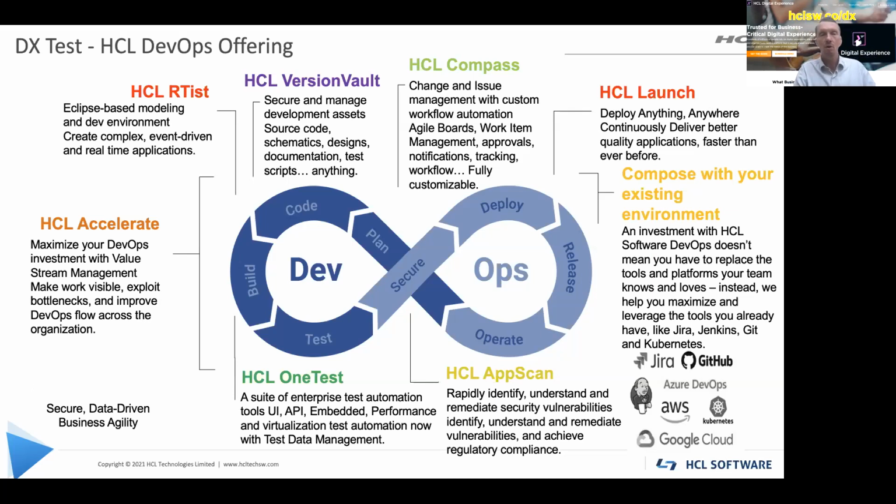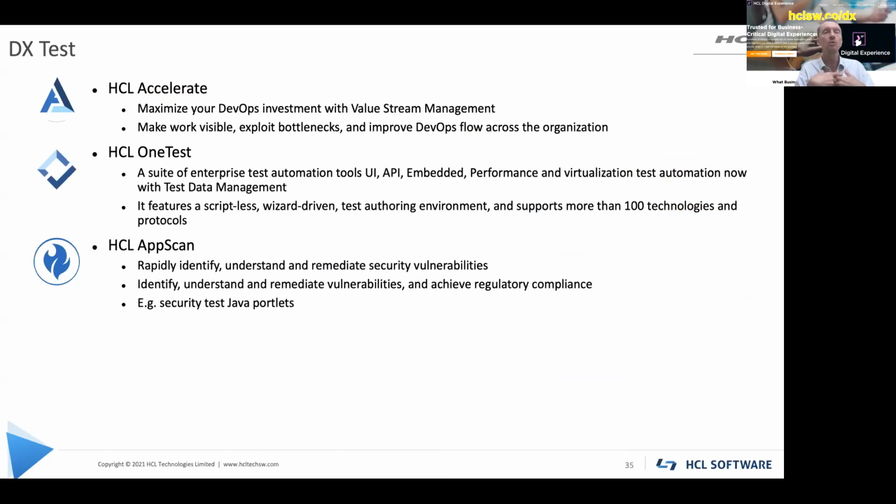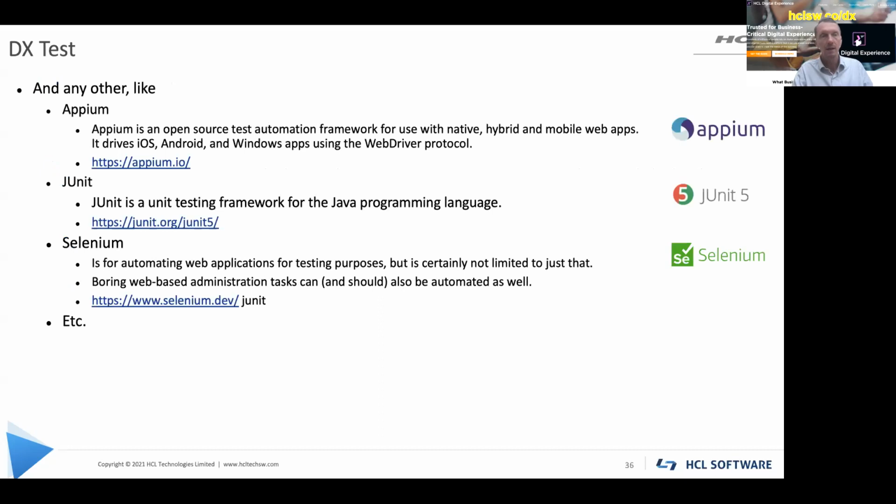But if I go a little bit into details, if I look at test, the tools that could be interesting for you to consider are Accelerate, OneTest, and AppScan. And for AppScan, for example, we have a way to test the security of your Java portlets. And OneTest gives you a whole environment to allow you to do the testing of your solutions. Then there are other solutions on the market you can use as well, and you can combine them with what we have. So here are just a couple of them: Appium, JUnit, Selenium. Have a look at those if you're interested.